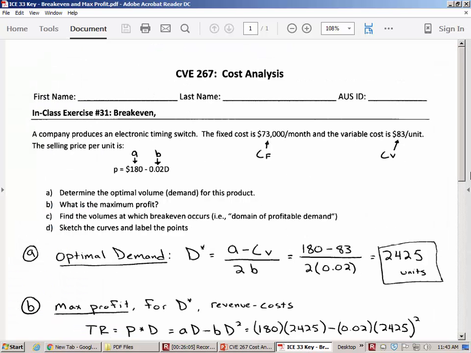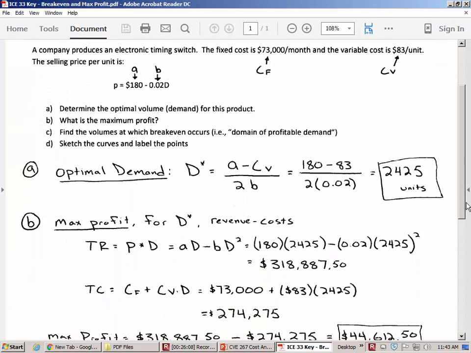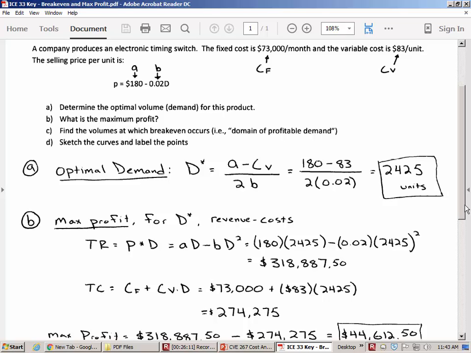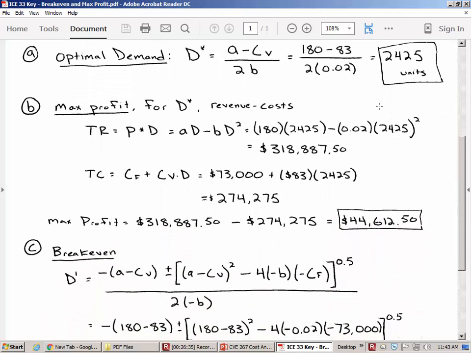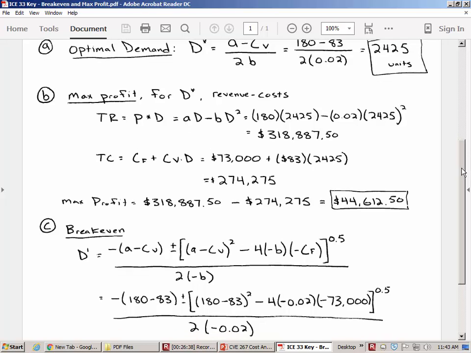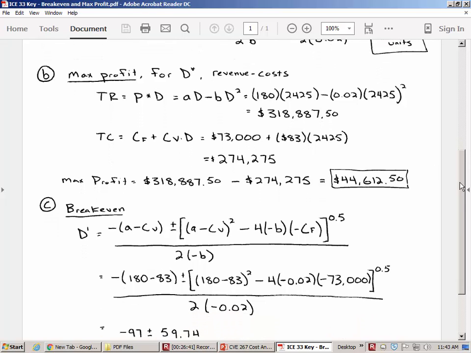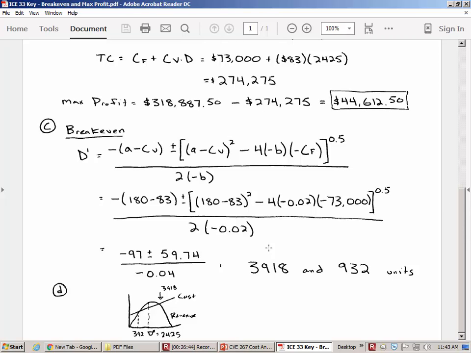All right, so here's the key. As I was walking around, it seemed like everyone was successful in identifying A as that intercept, and B as the decrease in the price for increasing demand. The fixed costs were $73,000 a month, the variable cost per unit 83. So it's 2425 units for the optimal demand. And if you go through the process of calculating the max profit, it's 44,612, and then here are our break-even points.